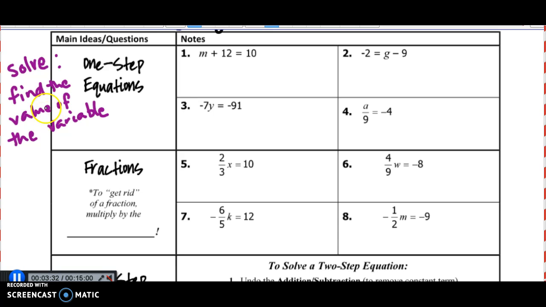So when we say solve, and I need to find the value of this variable, to do that I need to get it all alone so that this equation doesn't say m plus 12 equals 10, but it tells me m equals, and then I find the number. That way I know its value.